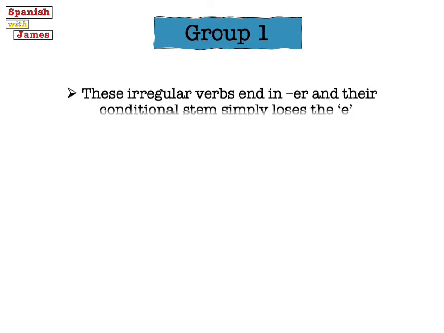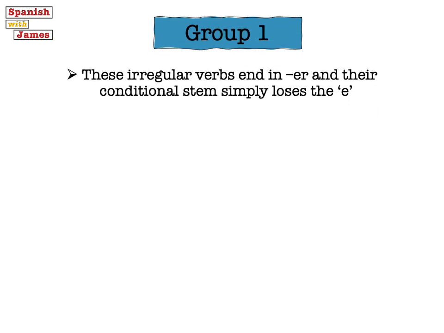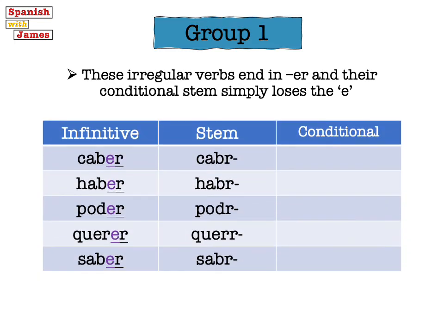Entonces, grupo 1. These irregular verbs end in ER and their conditional stem simply loses the E. So we've got caber, which means to fit. So we take the E out of that and the stem becomes cabr. We then add our regular conditional ending to the verb as with the regular verbs. So caber, stem goes to cabr, we've removed the E, cabría. Yo cabría, and caber means to fit, so that's it would fit, or I would fit, or he or she would fit, because the first person and the third are the same in the conditional.